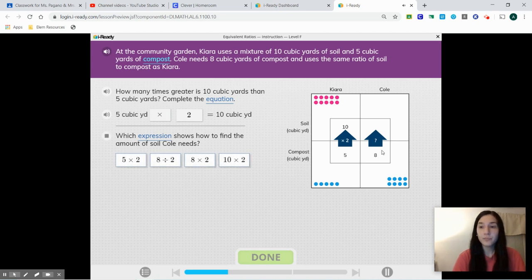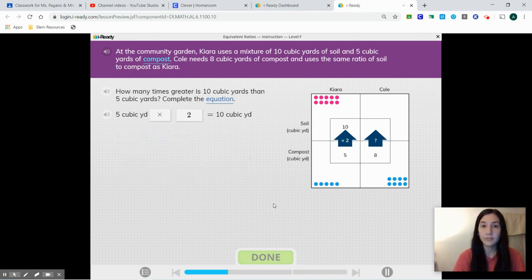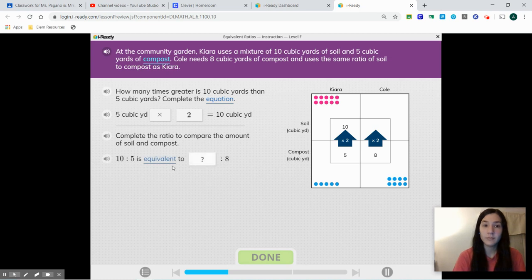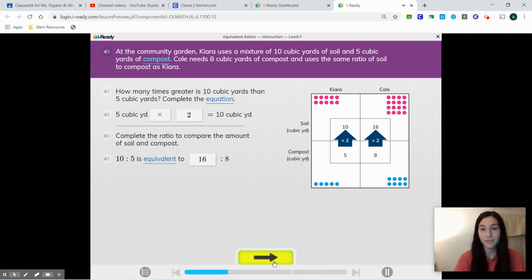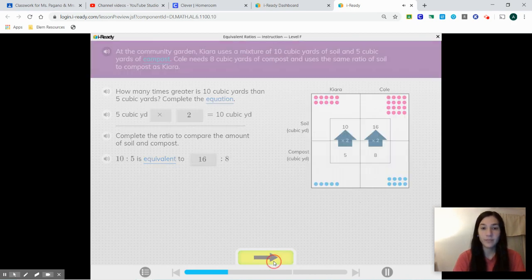Which expression shows how to find the amount of soil Cole needs? We have to do the same thing over here. So we're going to do 8 times 2 to give us our answer up here, which we know 8 times 2 will give us 16. Complete the ratio to compare the amount of soil and compost. So we said 16. 8 times 2 is 16. So we're going to type 16 in. Cole needs 16 cubic yards of soil with 8 cubic yards of compost.